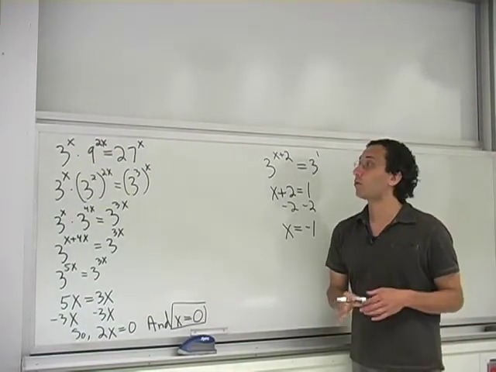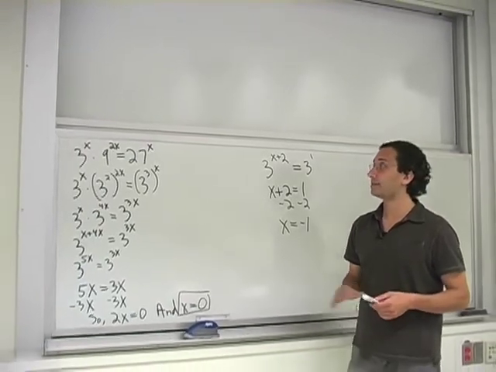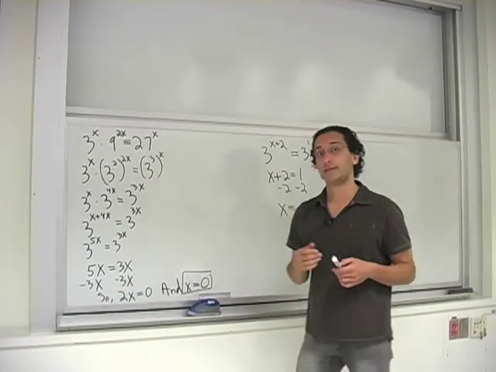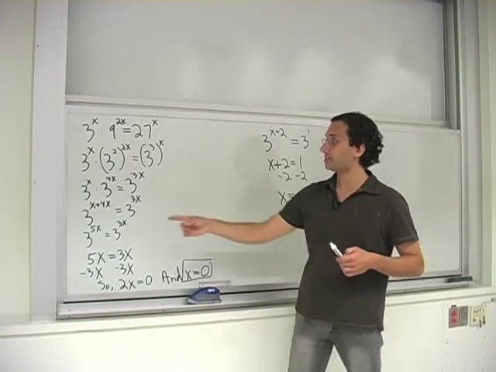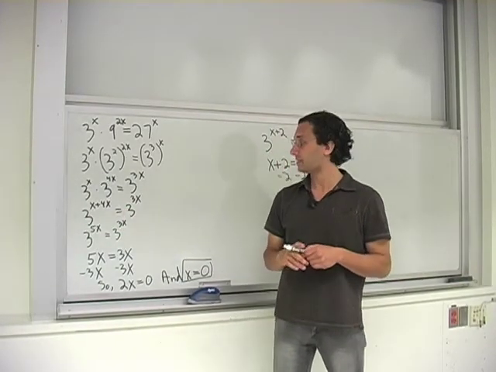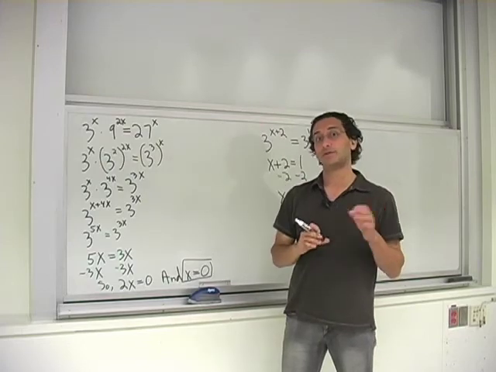So for exponential equations, what you want to do is get a common base on both sides. And then once you have a common base, you want to mush the sides together so that you just have base to exponent equals base to exponent.